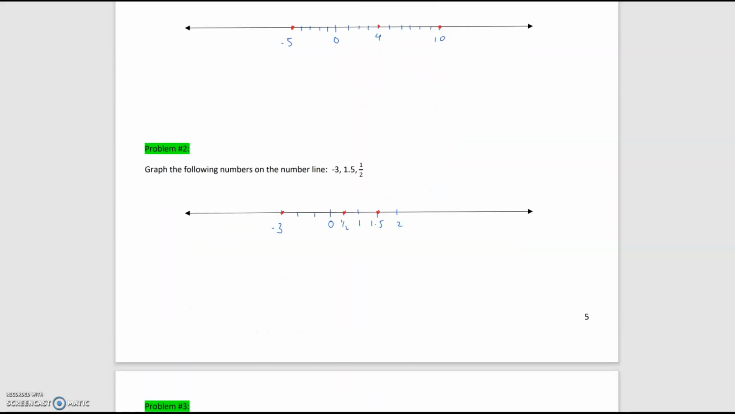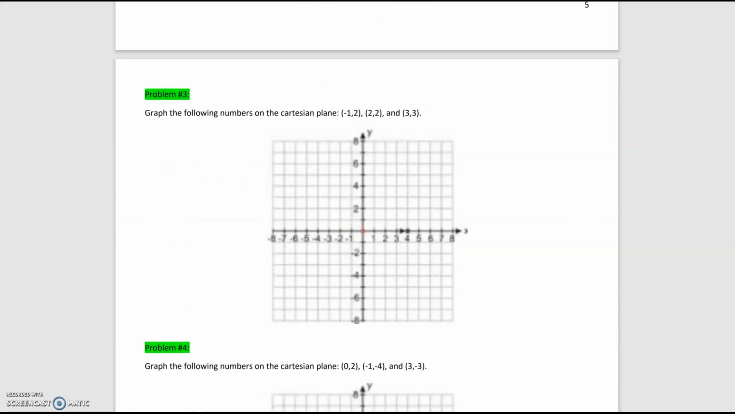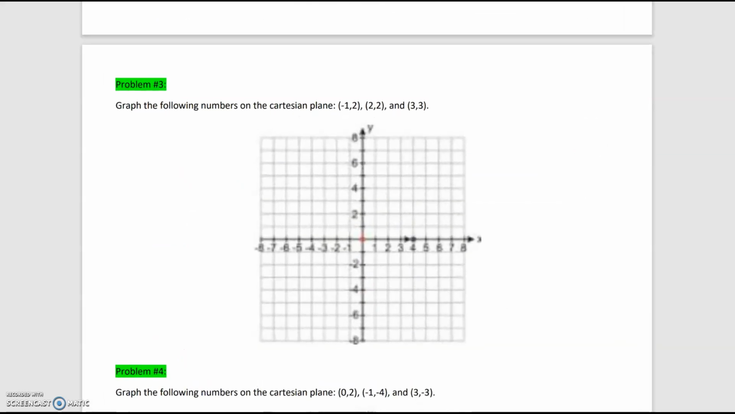Let's take a look at these problems. So on problem 3, we're going to be graphing -1, 2. This is -1, and that would be the value of 2. Let me just label it as -1 and 2. Next coordinate point is 2, 2. So 2 and 2, that would be here. This will be 2, 2, and then 3 and 3. So 3 and 3, it's going to be here. So this will be 3, 3.